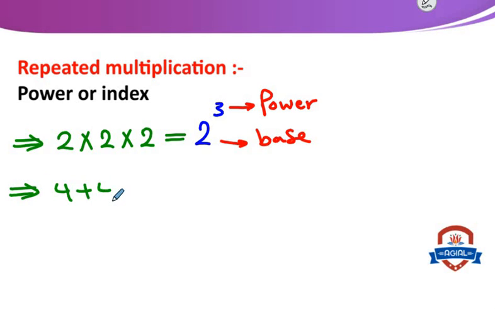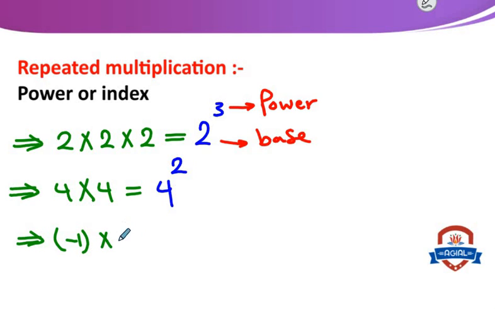4 plus 4, not plus, 4 times 4 equals what? 4 repeated 2 times. This means 4 to the power 2, or squared of 4. 2 is called the power and 4 is called the base. Another example.